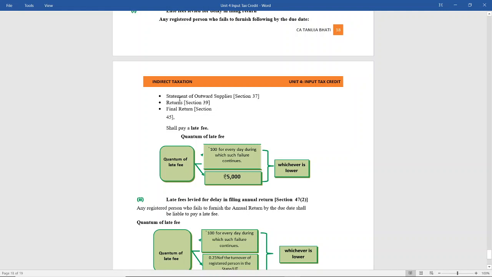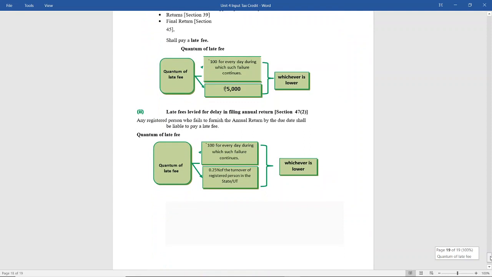Suppose you are making a delay in filing the statement of outward supply, that is GSTR1, or returns, that is annual return or final return. If any person is not filing these returns within the due date, what is the late fee? 100 for every day during which the failure continues, or 5,000 rupees, whichever is lower. For example, you need to file GSTR1 on 11th of the succeeding month. Now, if you have filed it on 20th, then from 11th up to 20th, 100 rupees per day, or 5,000, whichever is lower.